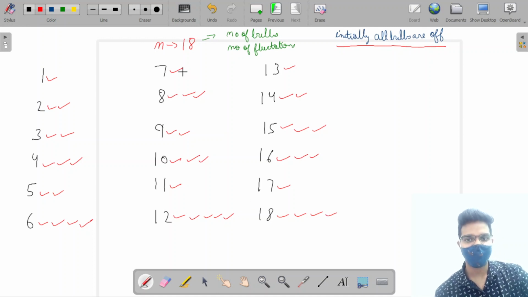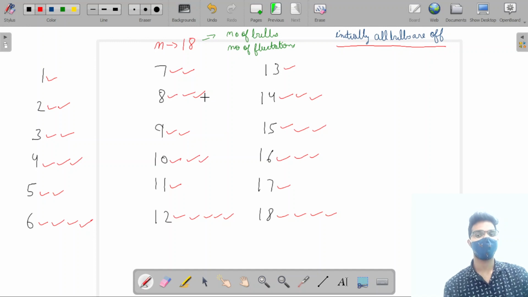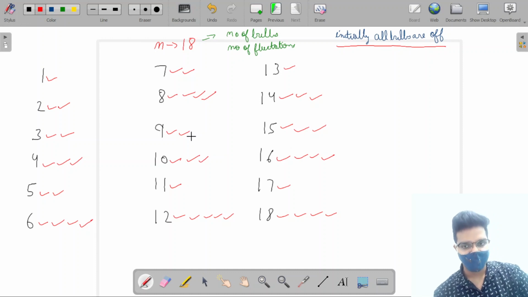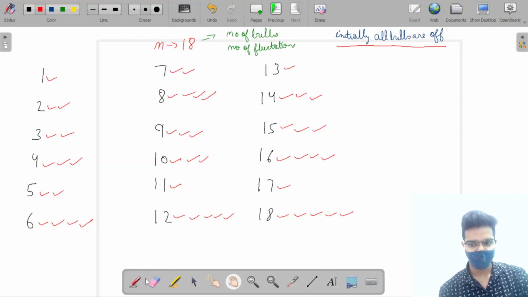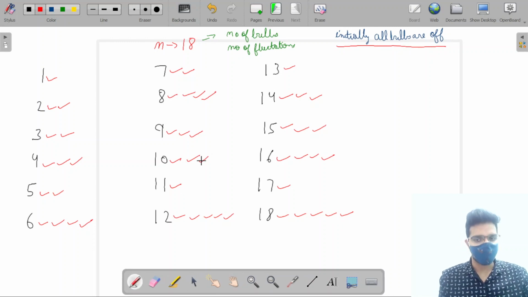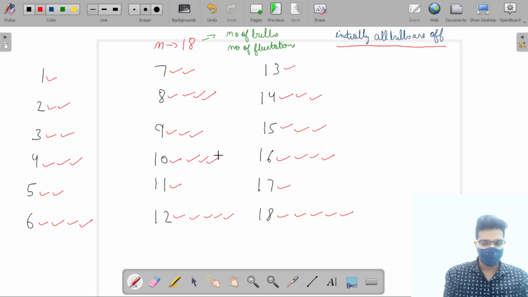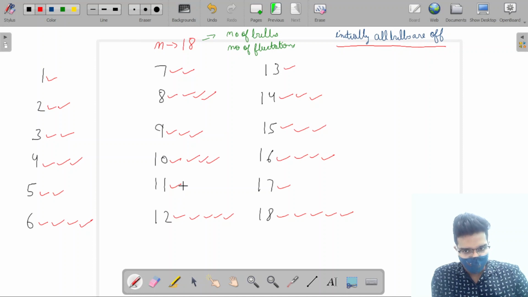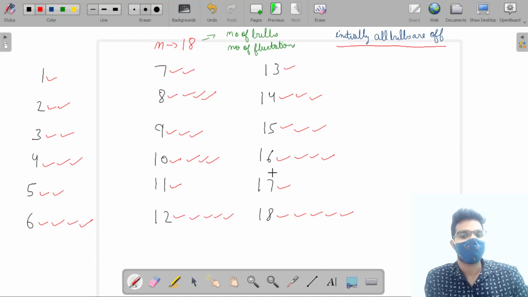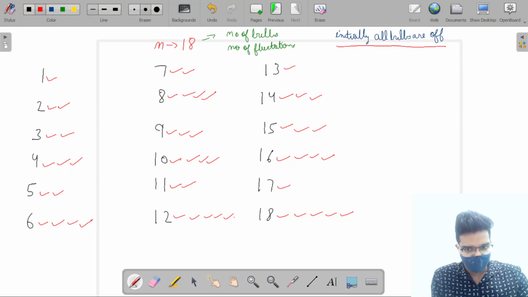In the seventh fluctuation, 7 will toggle and its multiple 14 will toggle. In the eighth fluctuation, 8 will toggle and its multiple 16 will toggle. In the ninth fluctuation, 9 will toggle and 18 will toggle. Alright, now that's important. In the 10th fluctuation, 10 will toggle, but as we can see, there is no multiple of 10 that is less than or equal to n, so only 10 will toggle. Same for 11, only 11 will toggle. Here only 12 will toggle, 13th, 14th, 15th and 16th will toggle, 17th and 18th.